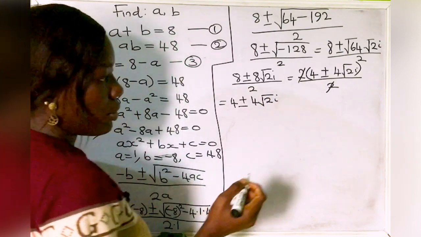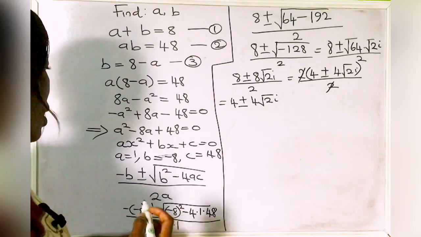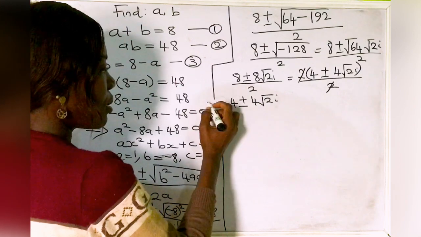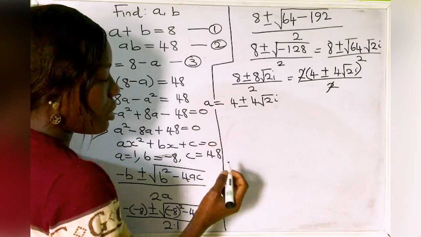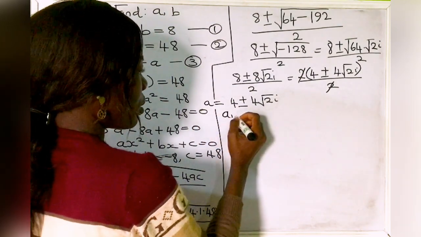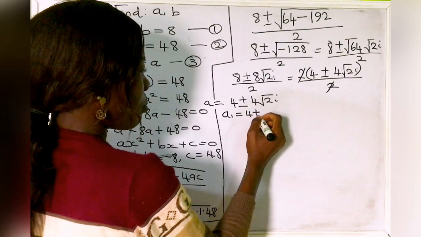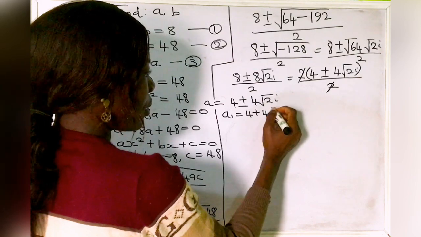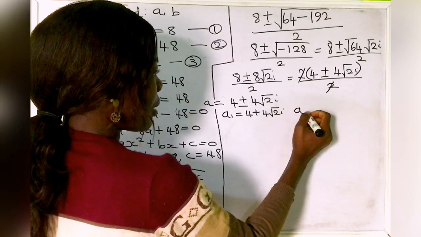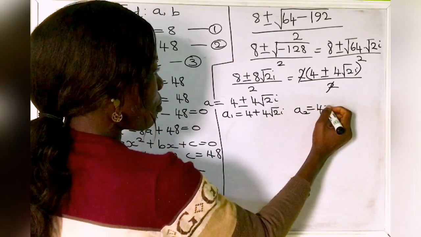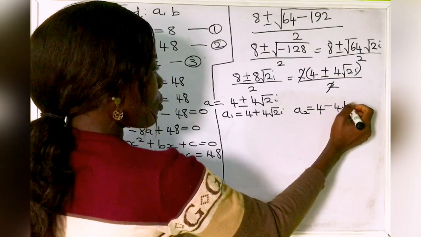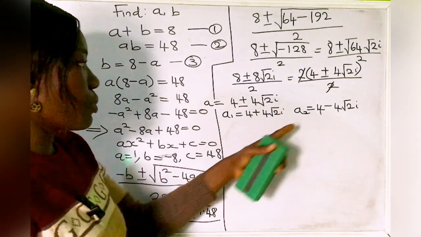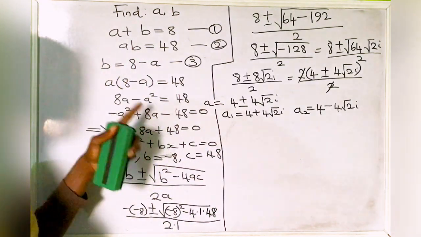Okay? That is the value of our a. So that means that a is equal to this. So our a1 is 4 plus 4 root 2i. Then our a2 is what? 4 minus 4 root 2i. Now we've gotten our a1 and our a2. Let's look for the value of b.